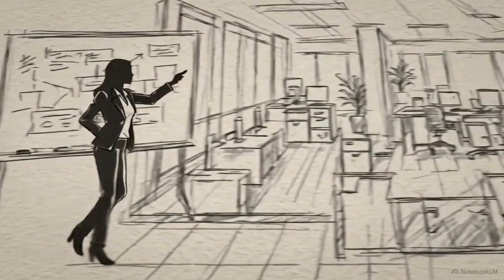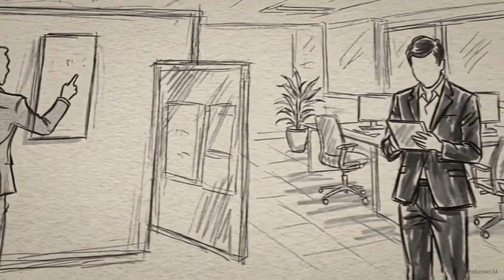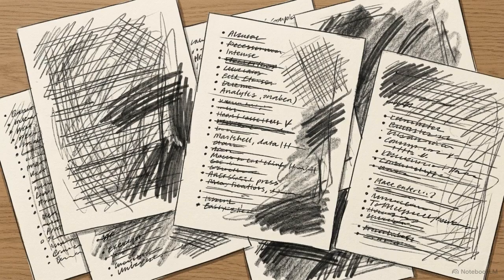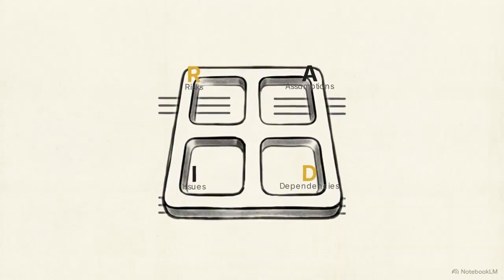Now that we understand the mechanics, let's look at how different professions apply this to their daily workflows. Project managers take dense status updates, like a log of risks, assumptions, issues, and dependencies, and instantly turn them into skimmable visual matrices for faster executive review.